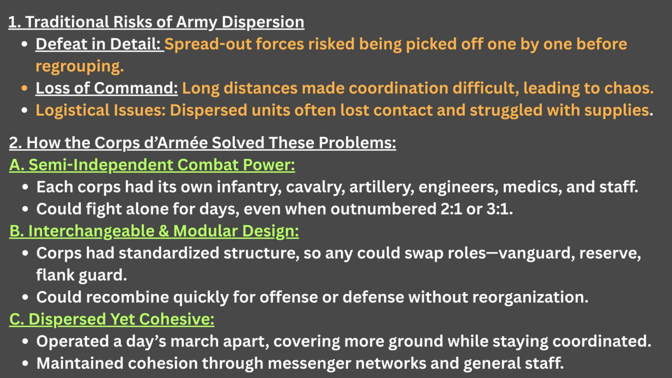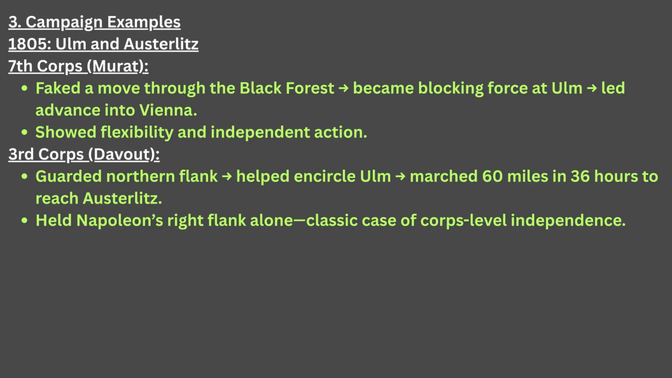Let us look at 3. Real-world examples, Ulm and Austerlitz, 1805. Let's look at this system in action. 1. 7th Corps under Murat faked a move through the Black Forest to distract the Austrians, then quickly became the blocking force at Ulm. Later, it led the advance into Vienna, showing how corps could adapt on the move.